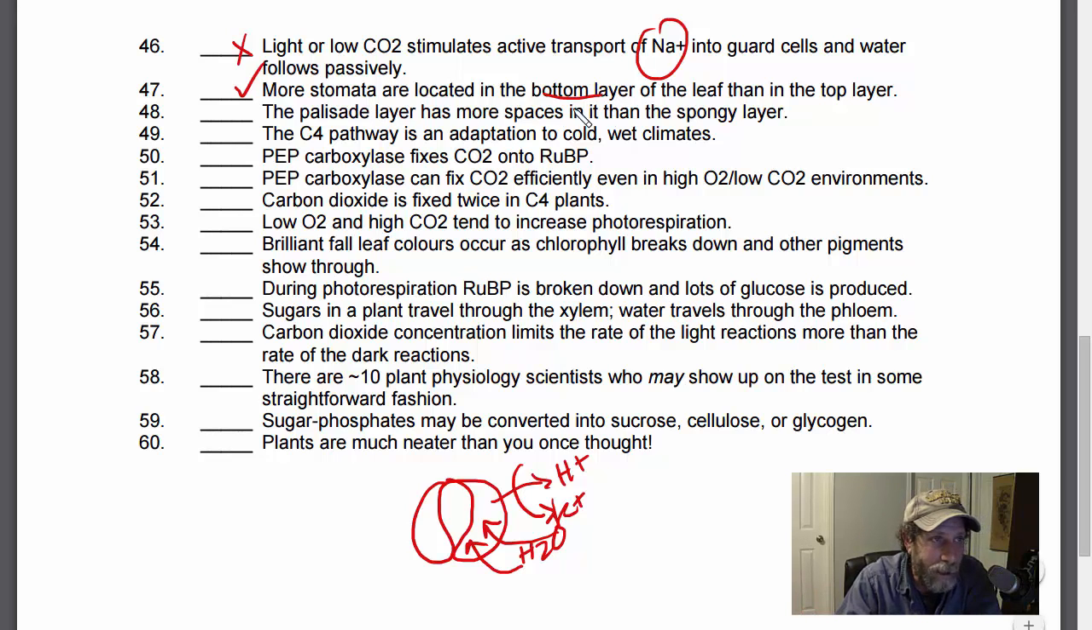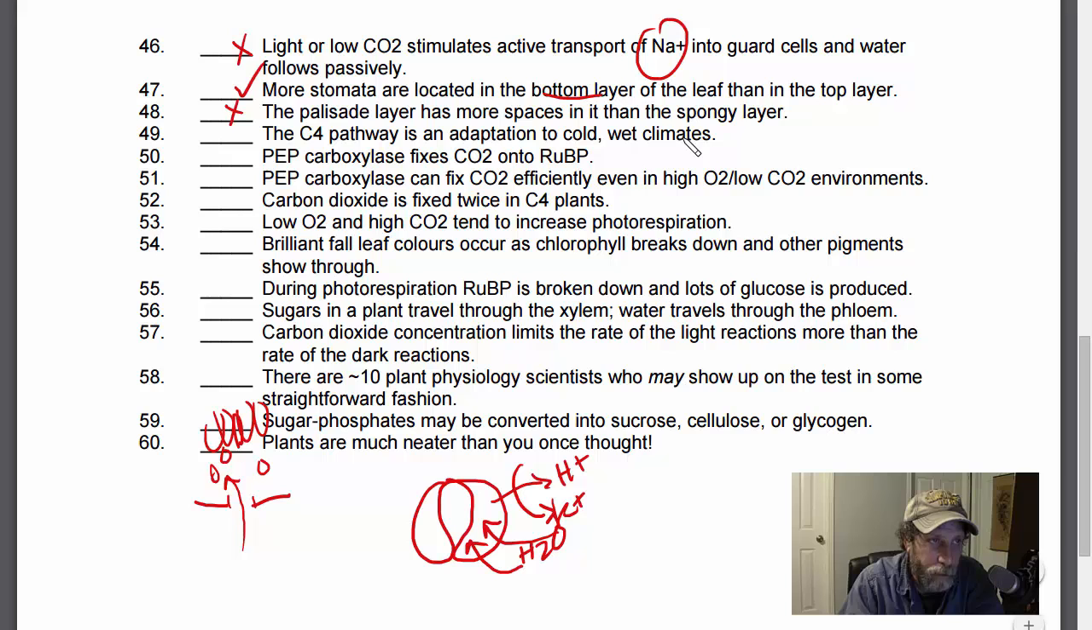48. The palisade layer has more spaces than the spongy layer. That's not true. The spongy layer has the air spaces. Of course, you're down here in the leaf, you've got the stomate right there, and then you've got cells here and there and everywhere. But the palisade layer has them all packed together, so when the CO2 comes in, it has a place to go, and then it diffuses into the cells. So this is false.